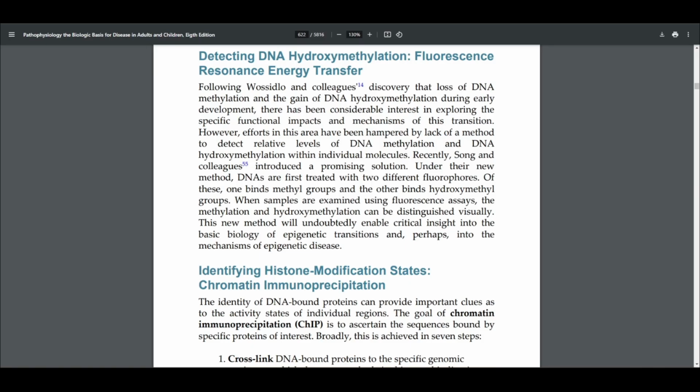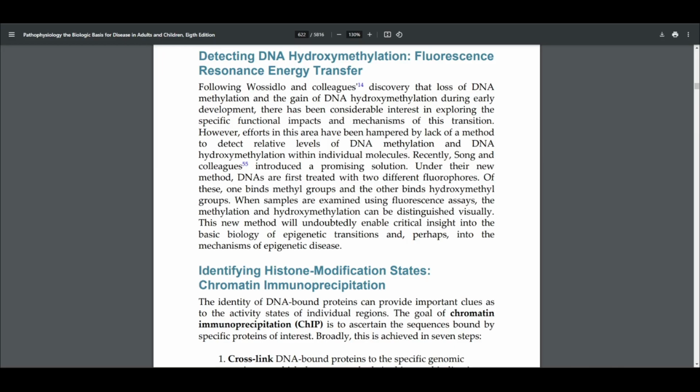So, detecting DNA hydroxymethylation: fluorescence resonance energy transfer. Following Wiedemann and colleagues' discovery of the loss of DNA methylation and the gain of DNA hydroxymethylation during early development, there has been considerable interest in exploring the specific functional impacts and mechanisms of this transition. However, efforts in this area have been hampered by lack of a method to detect relative levels of DNA methylation and DNA hydroxymethylation within individual molecules.